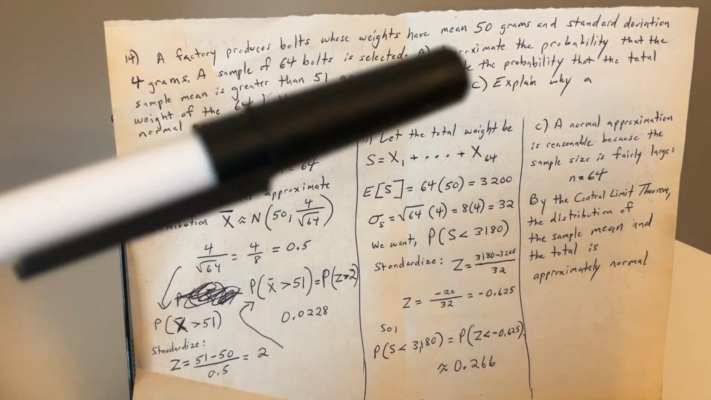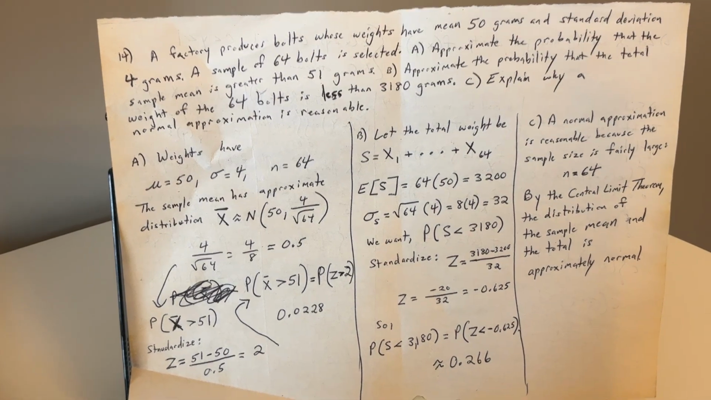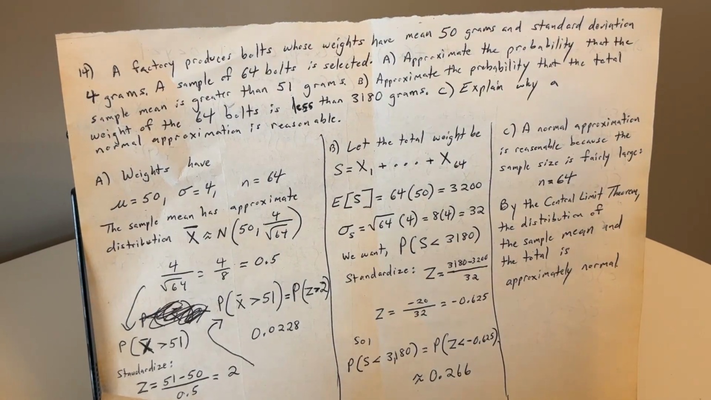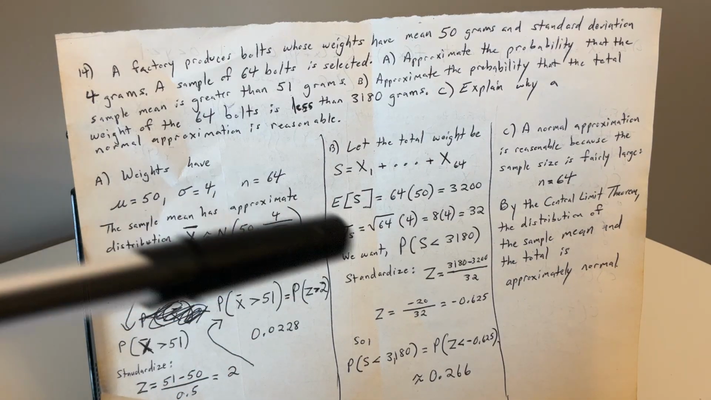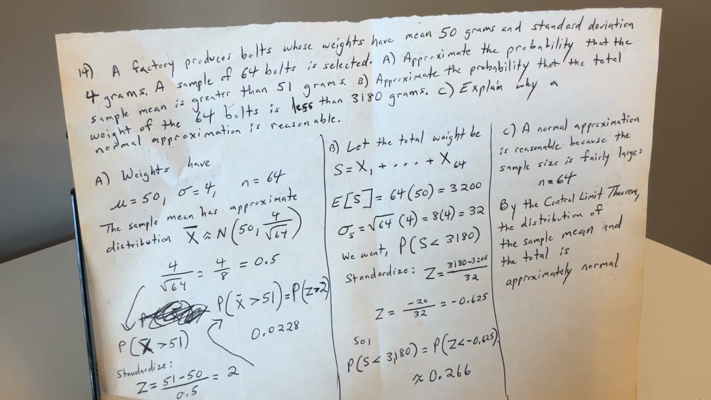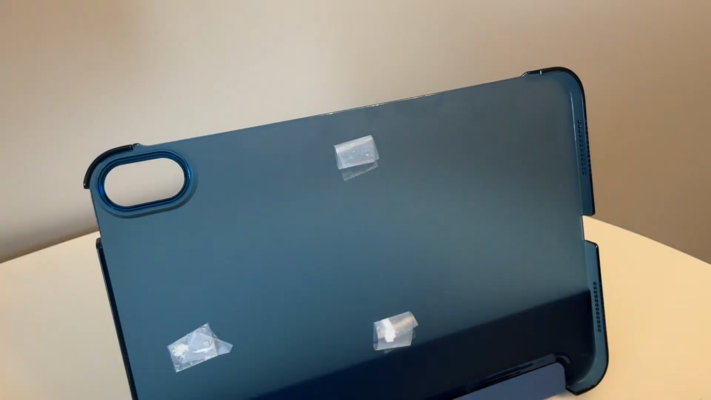And for part C, we want to explain why a normal approximation is reasonable. A normal approximation is reasonable because the sample size is fairly large. Your n is 64. By the central limit theorem, the distribution of the sample mean and the total is approximately normal.